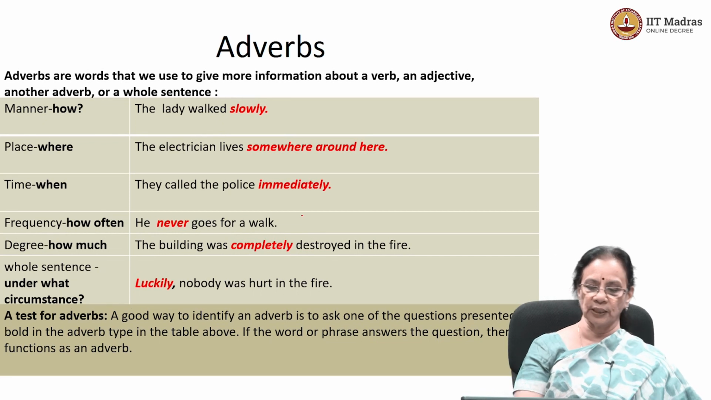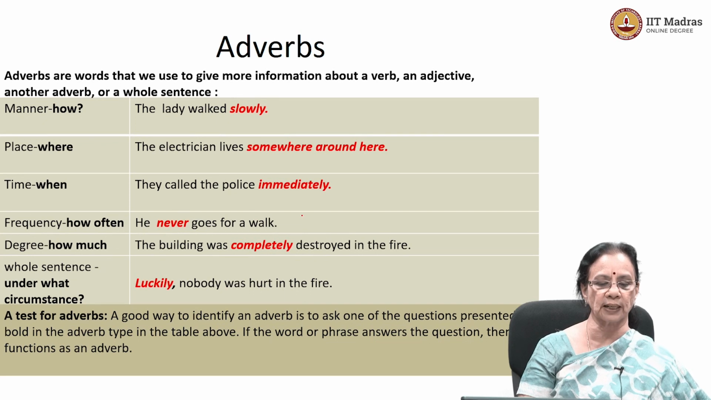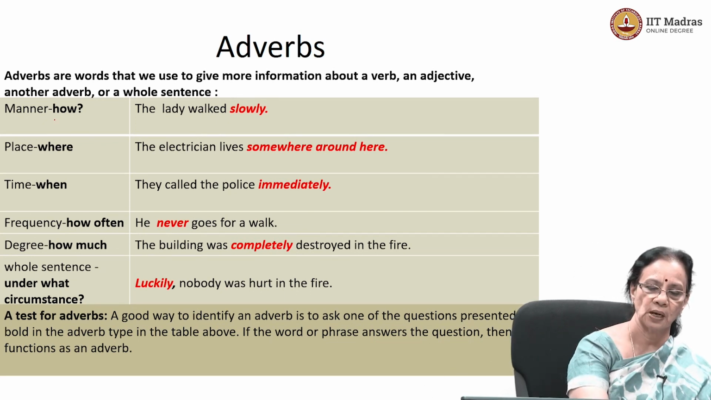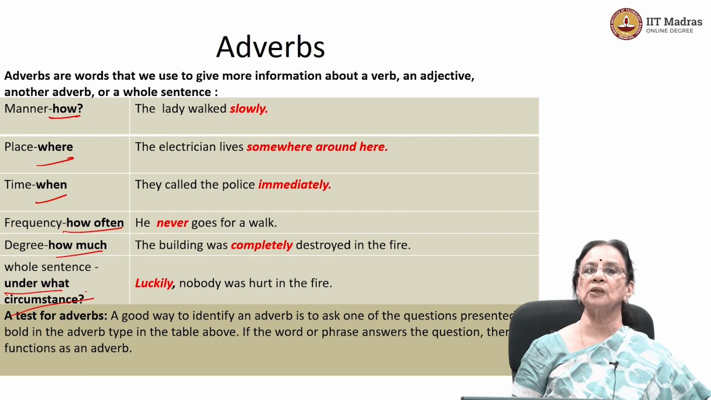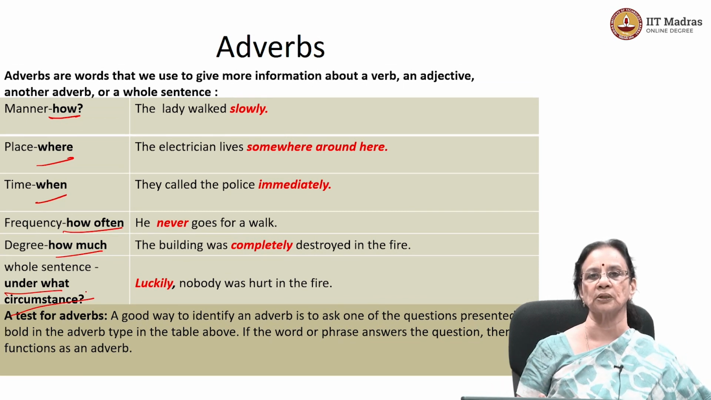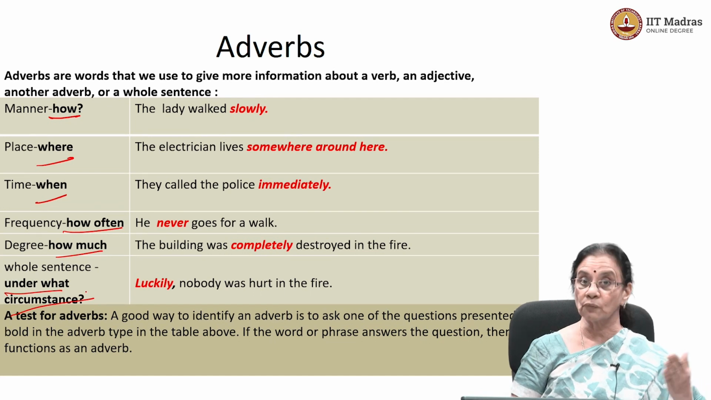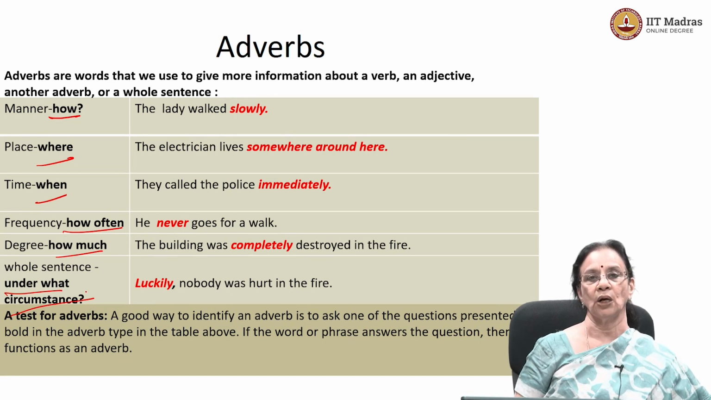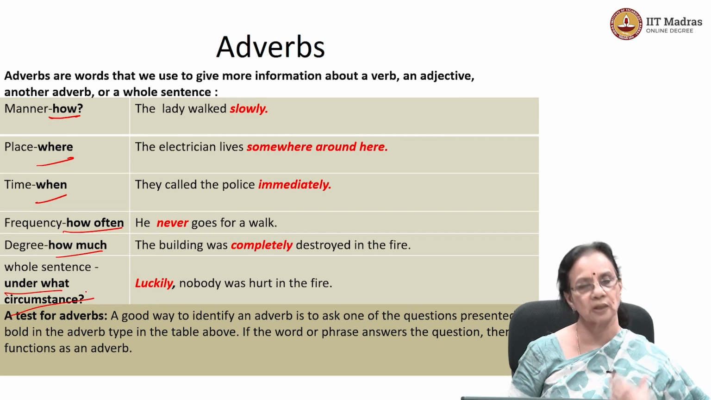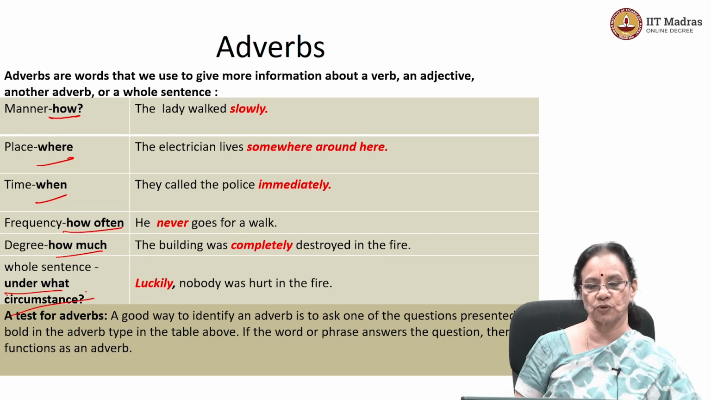A very good way to identify an adverb is to ask any of those questions you see on the top in block, like how. You have this how here. Ask how, where, when, how often, how much, and under what circumstance. And the minute you ask these questions and you get the answer, you will know for sure that it is an adverb of whichever. It could be of manner, place, time, frequency, degree, or the word could be defining the complete sentence. So let us move on to the next part of speech.